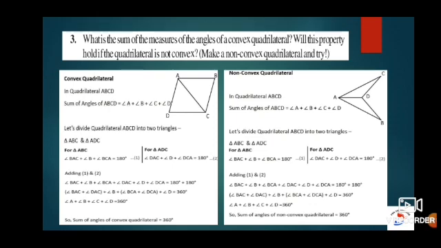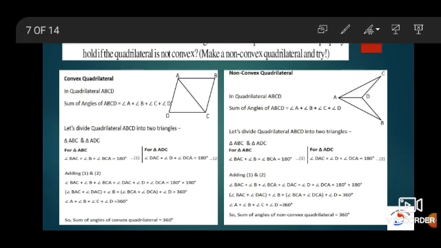Now the next problem, that is question number 3. What is the sum of the measures of angles of a convex quadrilateral? Will this property hold if the quadrilateral is not convex? Children, whether the quadrilateral is convex or non-convex, that is not a problem at all. The angle sum property for any quadrilateral is 360 degrees. So this property will definitely hold true. We will also see this by the proof. As we all know, the angle sum property of any quadrilateral is 360 degrees. Now let us consider the quadrilateral A, B, C and D.